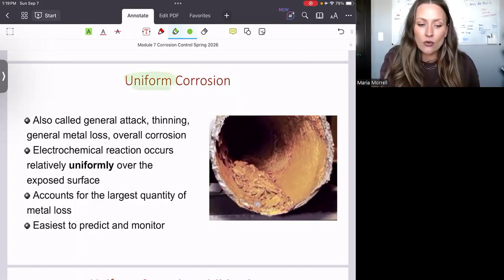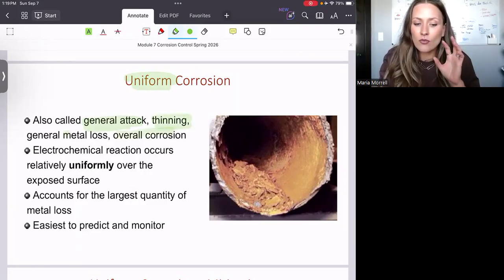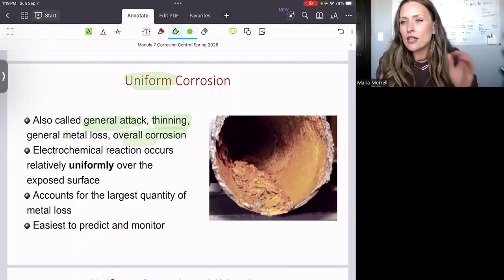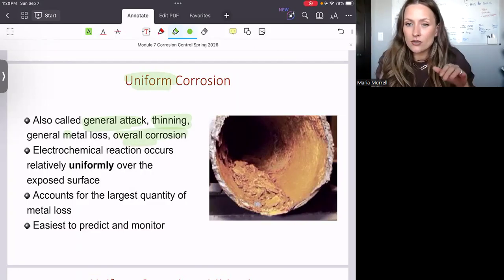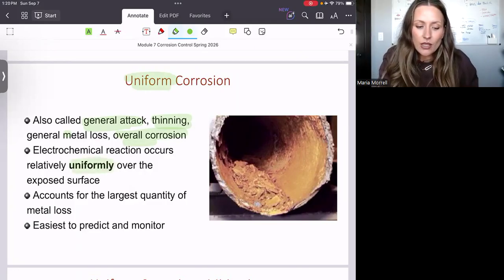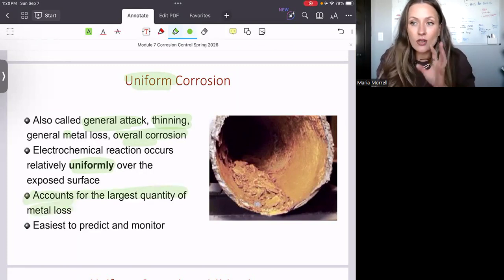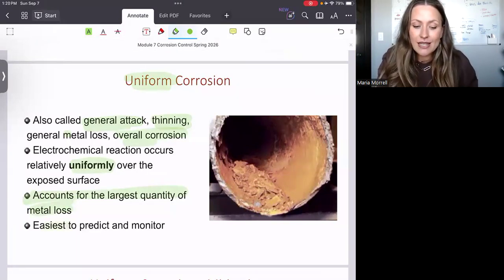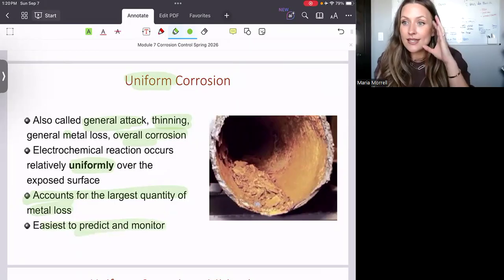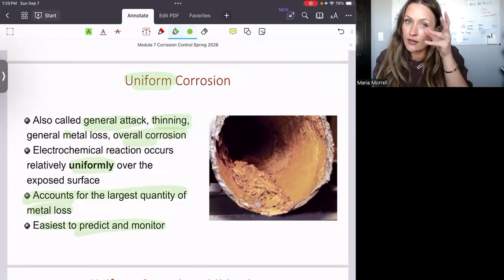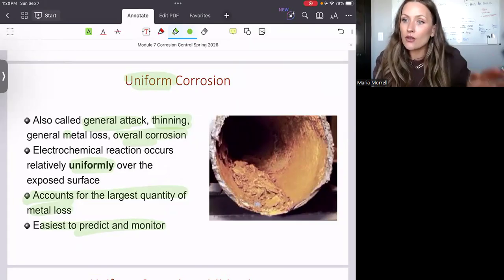So uniform, we already know this is a general attack, right? This is an overall thinning of the material, or the reduction in thickness uniformly across the entire area, right? This also accounts for the largest quantity of metal loss. And this one is one of the favorite types of corrosion, because it is the easiest to predict and monitor. You can see it, and you can easily estimate the rate of corrosion. And that means that you can account for that event that you are observing in the future.